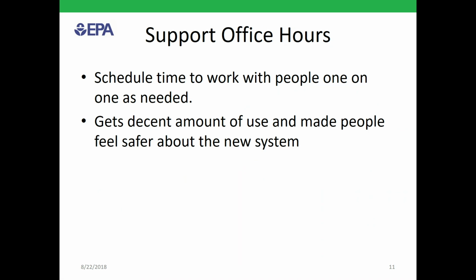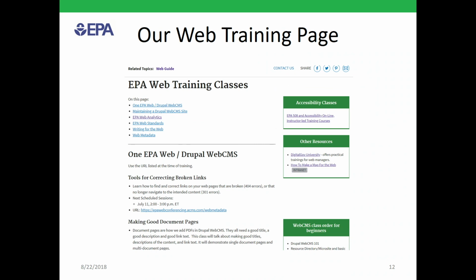And like I mentioned before, we do offer support office hours, and so we can schedule to help people one-on-one. We get a decent amount of use, and I do think it's made people feel safer about using the system. This is a screenshot of our training page. It has a list of our EPA Web training classes, has information on accessibility right at the top. It links to other resources. We point out beginner classes. And this is available obviously all the time. It links to things like our videos and stuff like that.